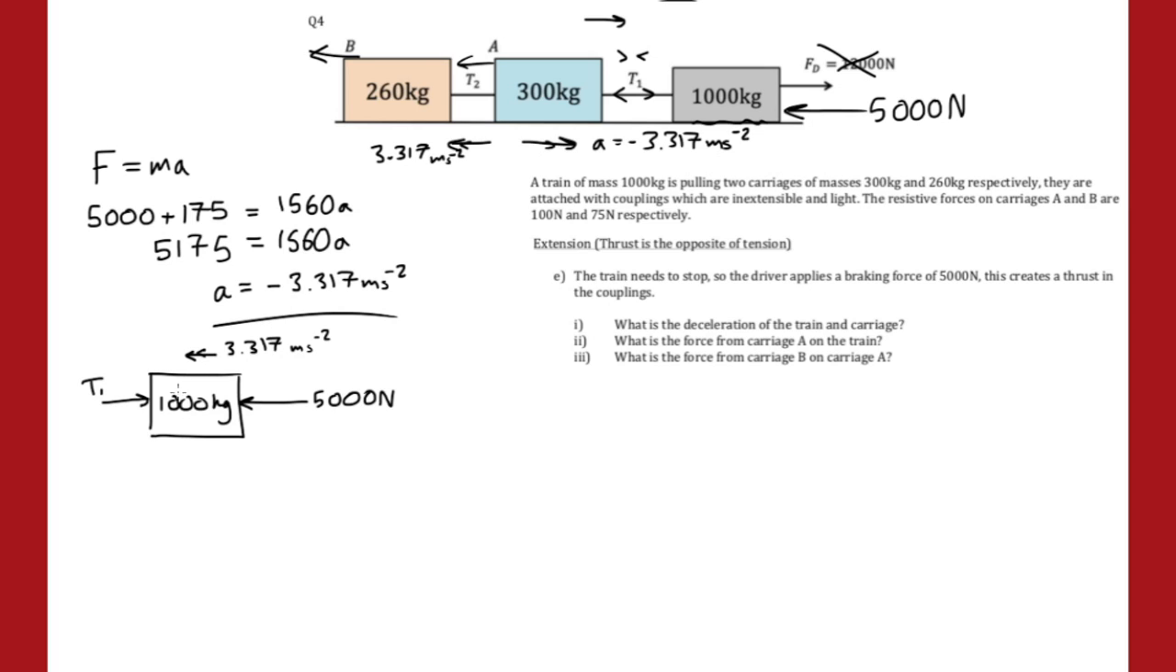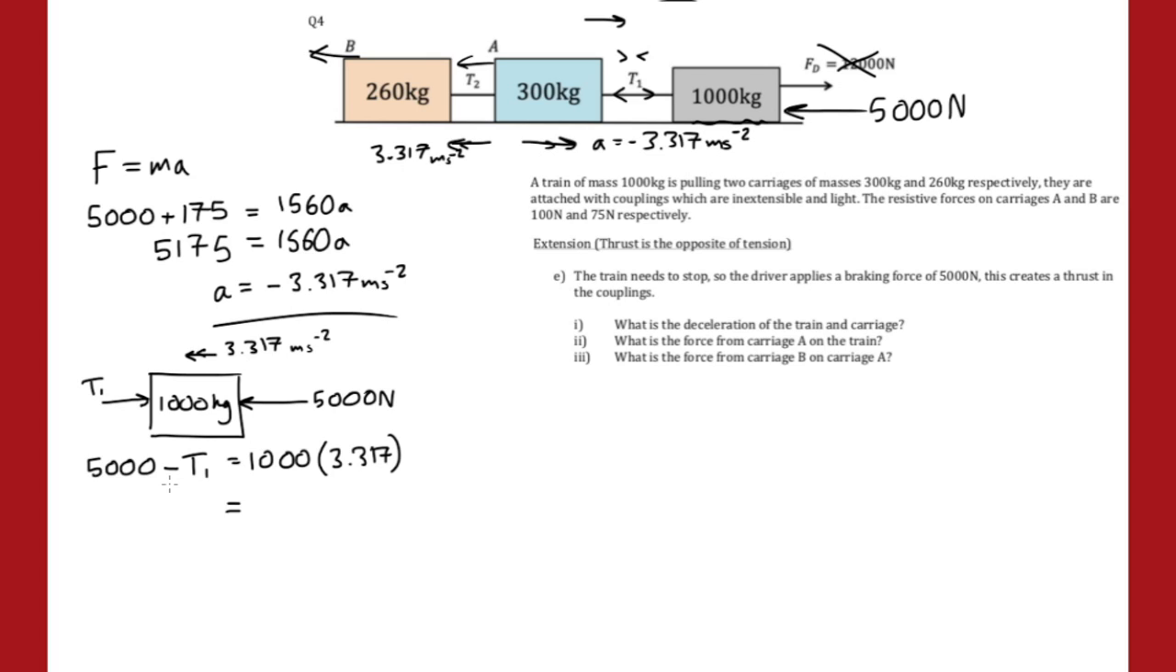So we can probably see we're going to have to resolve this in the right way. So I'm going to resolve by saying that to the left is positive. So I'm going to say the resultant force is 5,000 minus T1, because that's going the other direction, and that equals 1,000 times positive 3.317. Now you could go the other way around, that's completely up to you. You could have T minus 5,000 equals 1,000 times minus 3.317, but whichever way you go around, make sure you get the negatives correct.